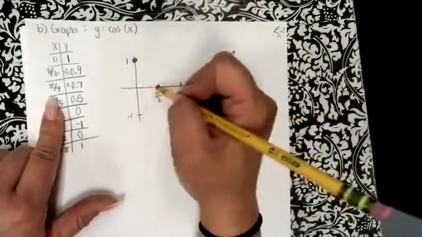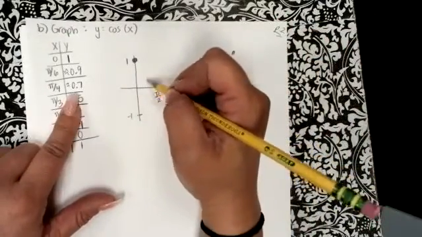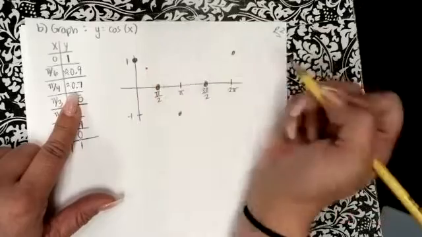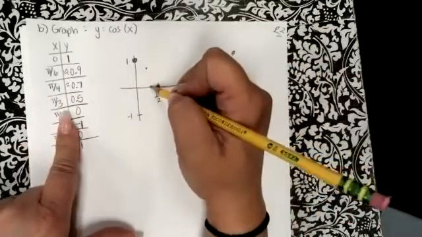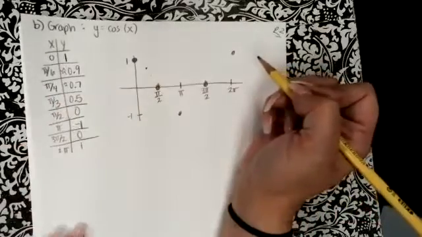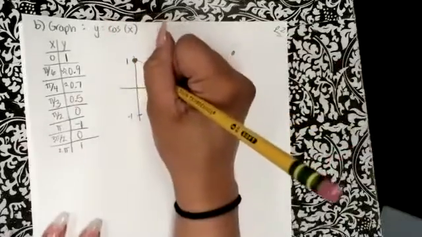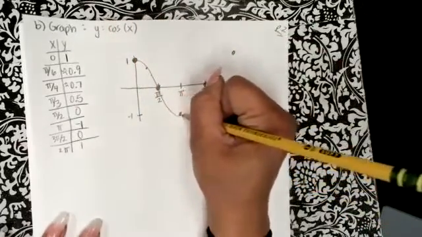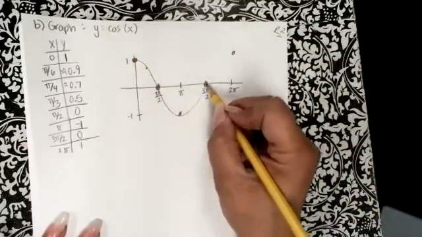Pi over 4 is in between here, and it's at 0.7, which is up here somewhere. Pi over 3 is right here, and that's going to be a 1/2. Once again, it's going to make a curve, not straight lines.